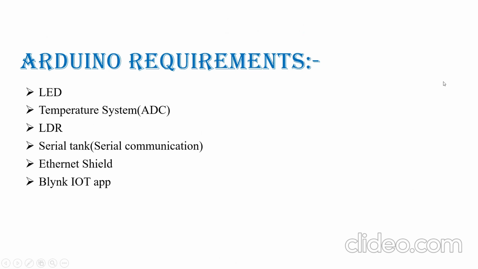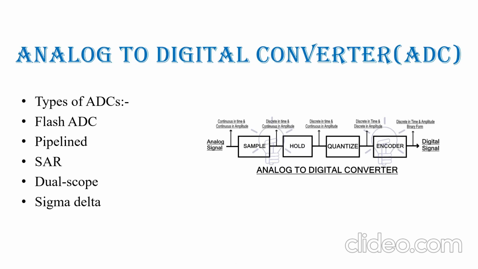Then we have Arduino requirements. First we have LED, second temperature system, third LDR, fourth serial communication, fifth Ethernet shield, sixth Blynk IoT app. Then analog to digital converter, that is ADC. There are five types of ADC: flash ADC, pipeline, SAR, dual slope, and sigma delta.